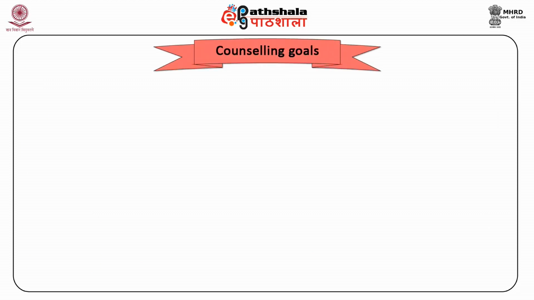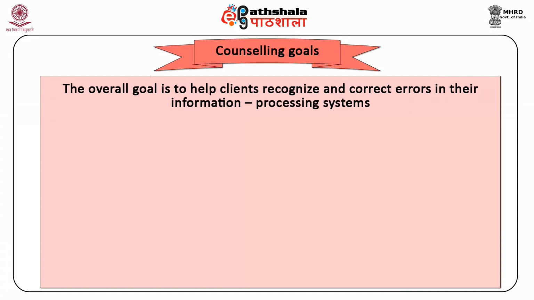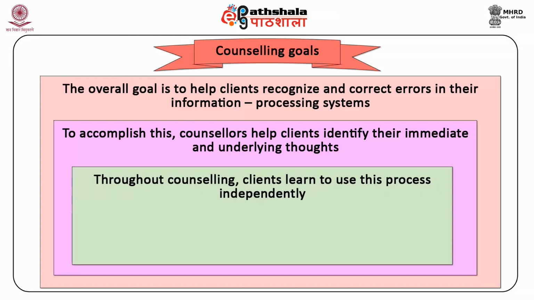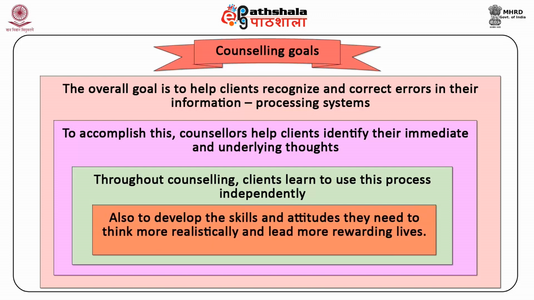Counseling goals. Cognitive counselors carefully specify goals for counseling and they draw on a rich array of interventions to achieve them. The overall goal is to help clients recognize and correct errors in their information processing systems. To accomplish this, counselors help clients identify their immediate and underlying thoughts and beliefs as well as associated emotions and behaviors, evaluate the validity of these thoughts, and modify them. Throughout counseling, clients learn to use this process independently and also to develop the skills and attitudes they need to think more realistically and lead more rewarding lives.